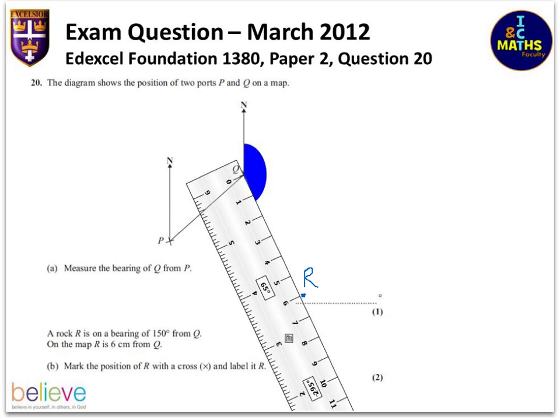I hope that's helped you with bearings. Please feel free to watch this video as many times as possible and really make sure that you get into the real habits of marking on the exact bearing that you're after, making sure you remember that you need 3 figures for any bearings that you write. It's always measured clockwise from north. Best of luck with all your bearings questions.